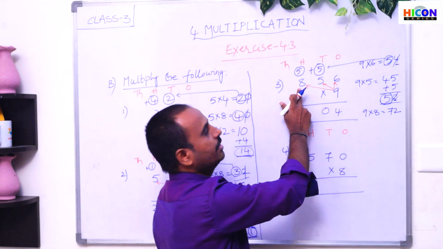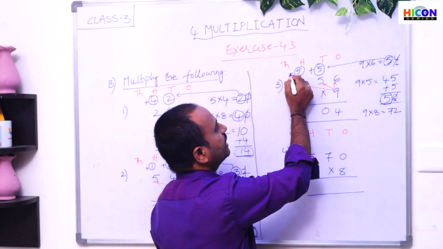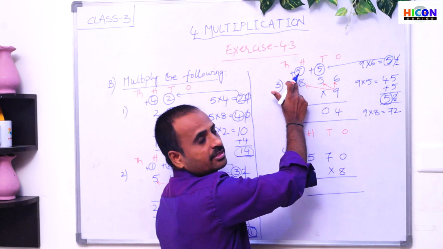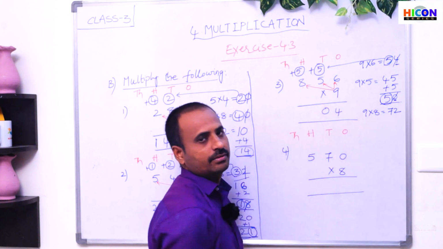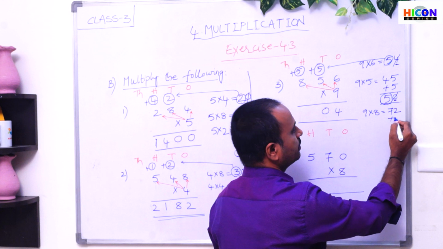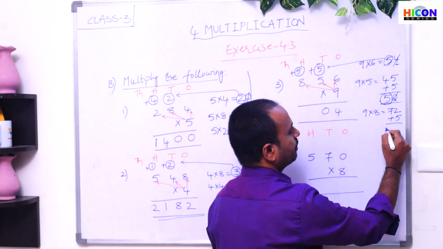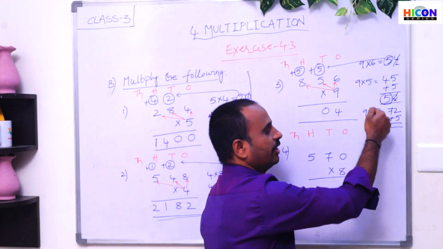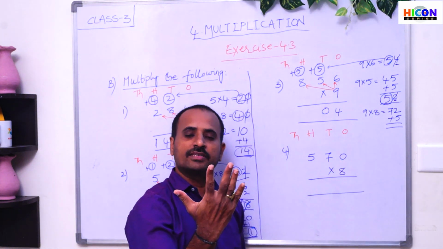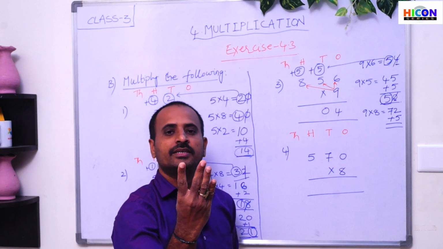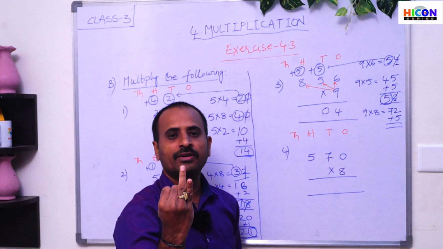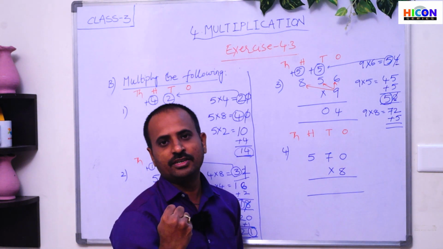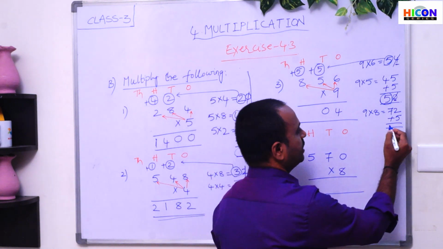What is the carried number here? So 5 is the carried number. Add this 5 to the 72. So children, how much will you get? If you add 5 to 72, after 72: 73, 74, 75, 76, 77. So the answer is 77.